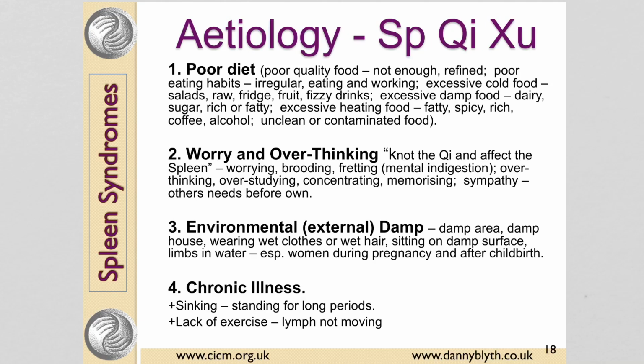Etiology of spleen qi deficiency is poor diet, which can happen in a number of different ways. Worry and overthinking, which can be too much studying, worrying, sympathy, putting others' needs before your own. It can be environmental or external damp, living in a damp environment or getting damp, and chronic illness. And additions with spleen qi sinking, standing can be a problem, and also lack of exercise. The lymph not moving can lead to spleen qi deficiency.